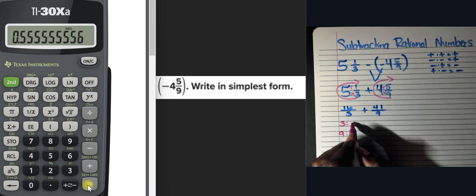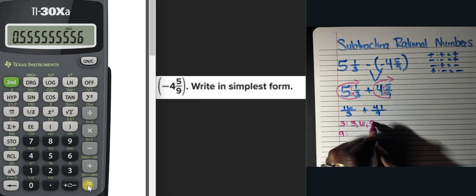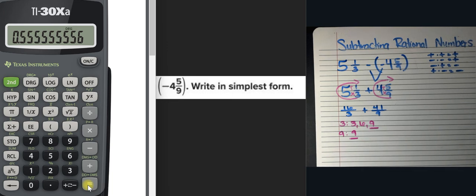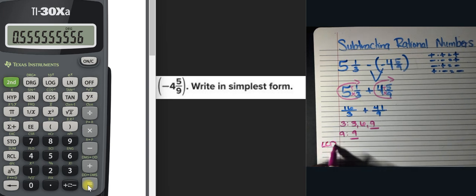Okay, so we're counting by 3. So this is 3, 6, 9. And this one will be 9, and there's our commonality. We both have a 9. That's the smallest number that we have in common between the two of them. So that is going to be our LCD. Our LCD is going to become 9. So LCD is 9.